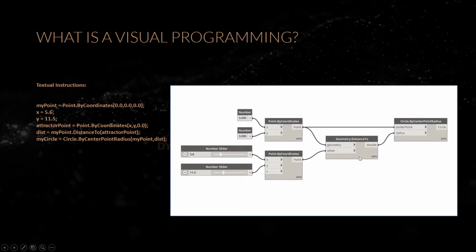And we want to create a circle. We have the node to create the circle by center point and radius, and for that we must have 2 inputs, the center point and the radius. And for that I choose this point and this number for the radius to create the circle.